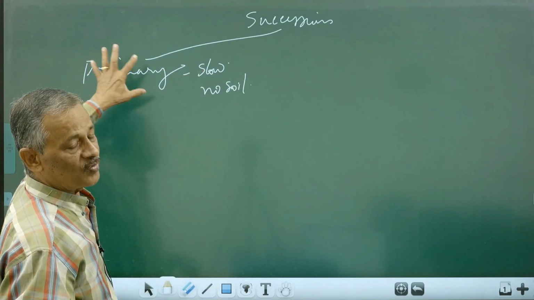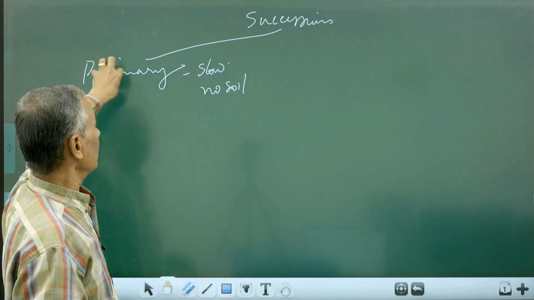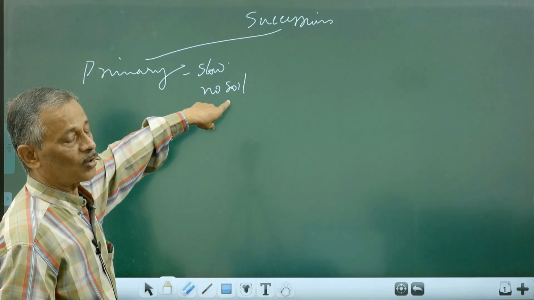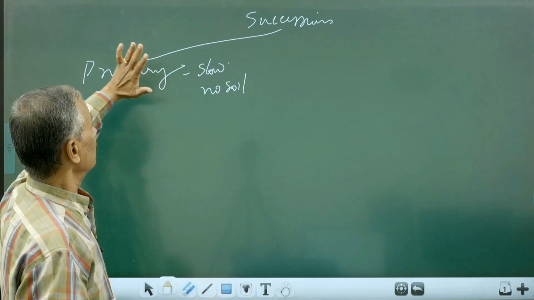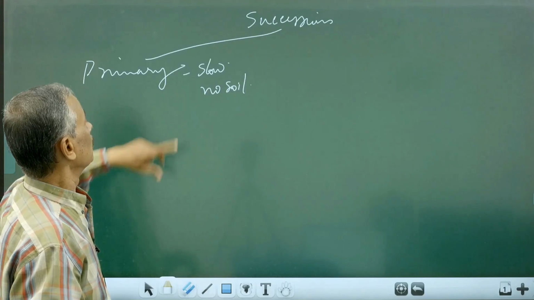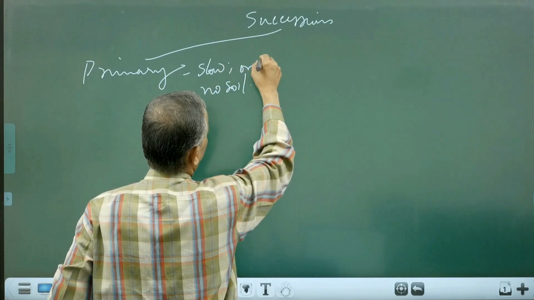Here, life is originated for the first time. So we call it primary, and there is no soil, and for soil formation we take a large number of years. Okay, it is slow. Though it is slow, it is regular, orderly.